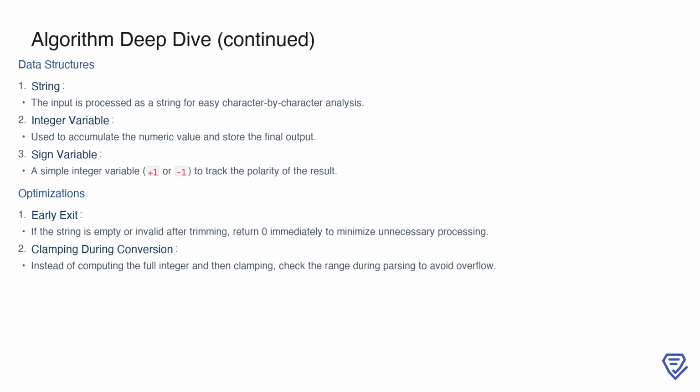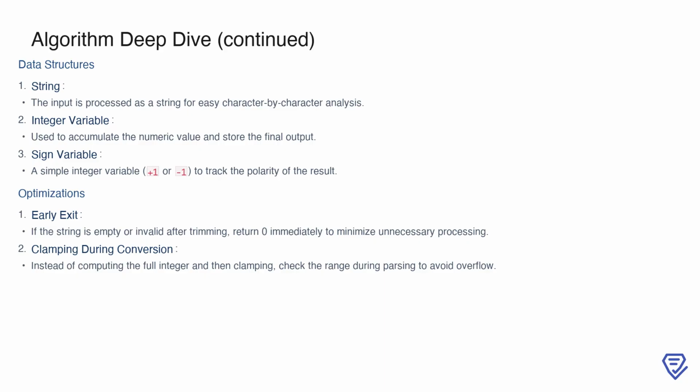To implement this algorithm, we rely on a few simple data structures. The input string is processed directly to allow for easy character-by-character analysis. We use an integer variable to accumulate the numeric value and store the final result. Additionally, a sign variable, which can hold either +1 or -1, helps track the polarity of the number.